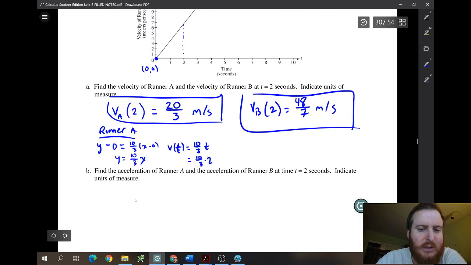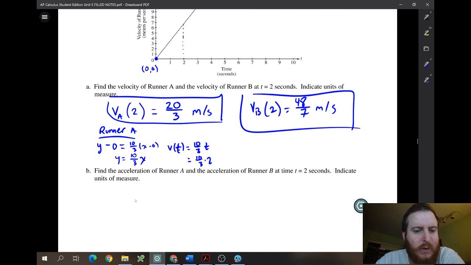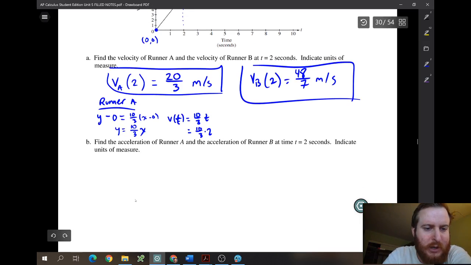All right, B says to find the acceleration for runner A and the acceleration for runner B at time 2. So the acceleration is the derivative, right? So the acceleration of runner A at time 2, I like to write, is equal to v prime of A at time 2.